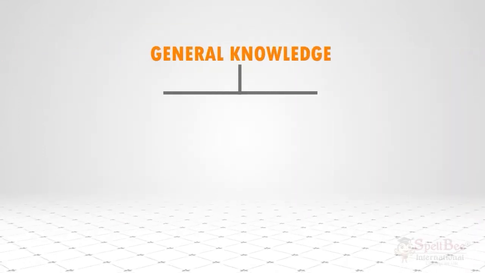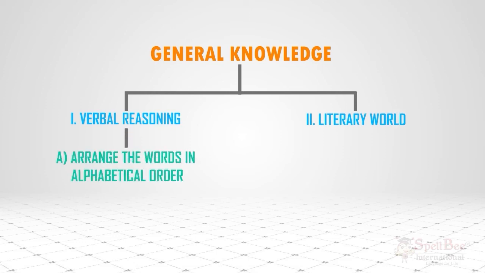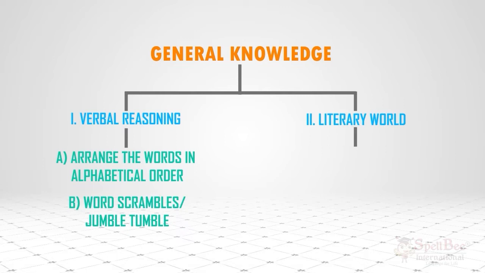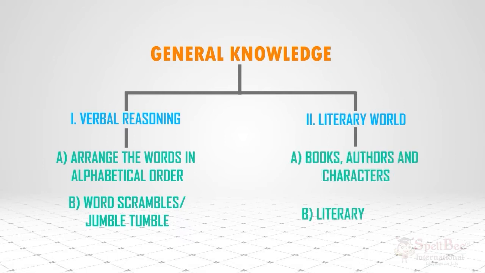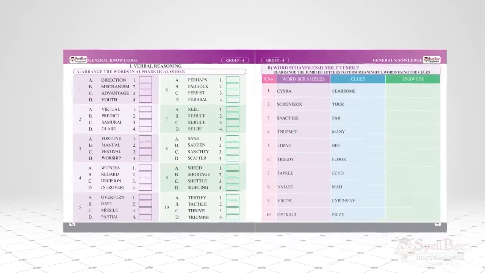GK is here divided into verbal reasoning and literary world. Under verbal reasoning, you have arrange the words in alphabetical order and jumble tumble. Under literary world, you have books, authors, and characters, and literary devices. So let's start with the first one. Arrange the words in alphabetical order.